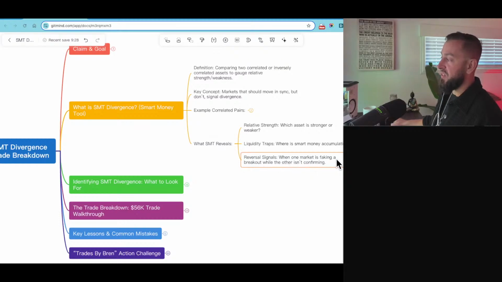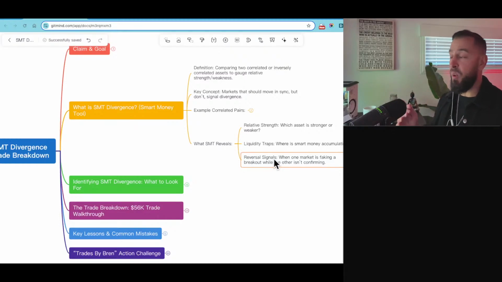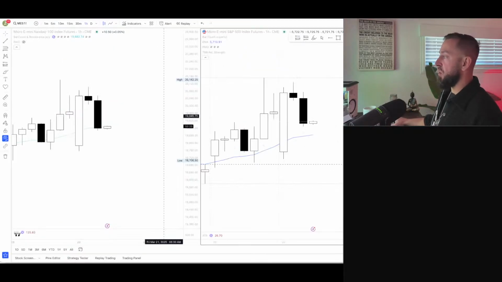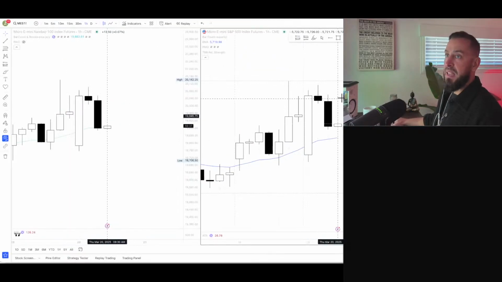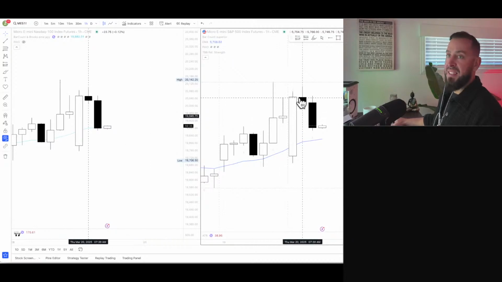When one market is faking a breakout while the other isn't confirming. Now, a fake breakout is a failed breakout. Breakouts either fail or succeed, so that's what we want to keep in mind. We're looking for those reversal signals, which would be a failed breakout. Because if a breakout fails, if the price tries to break out of a level, like look at right here as an example of this.